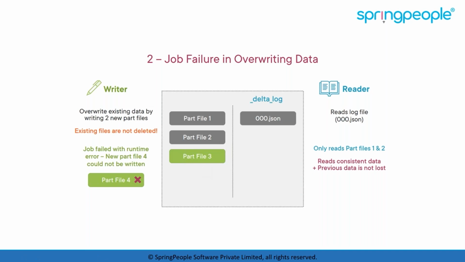And whenever you try to read the data, it tries to read the data which is already consistent, which is not changed. And it is not able to read this data which is in progress. So your changes are consistent again. And it is also making sure you are not going to lose any data.